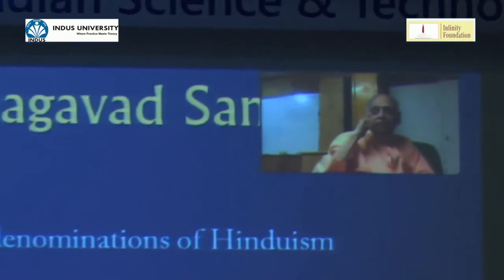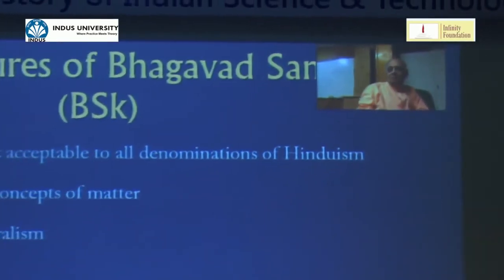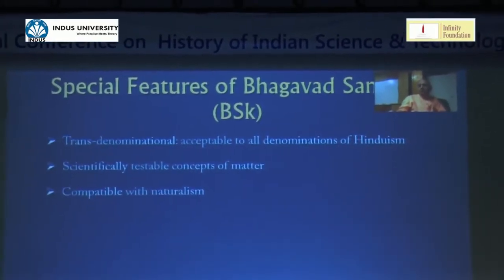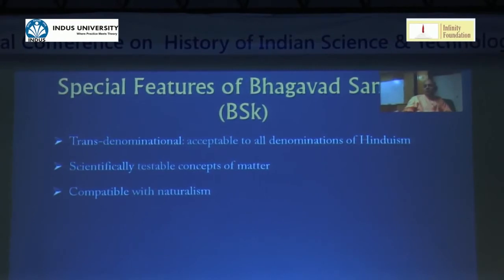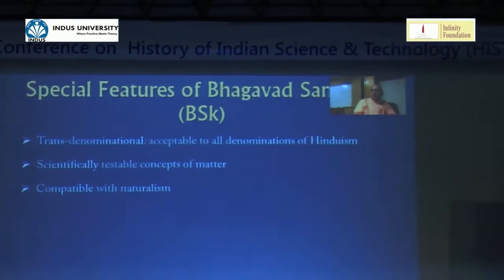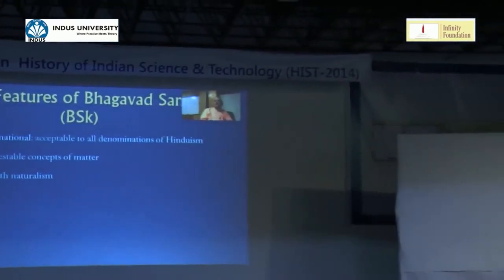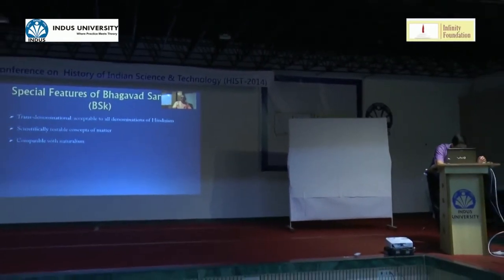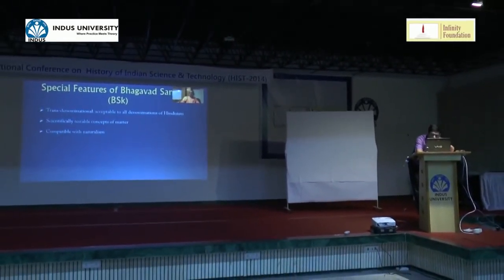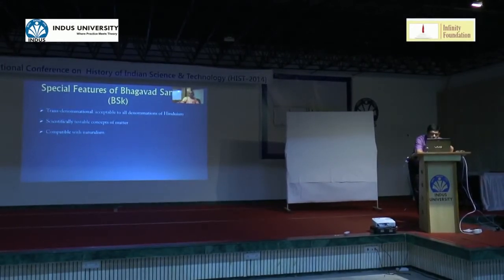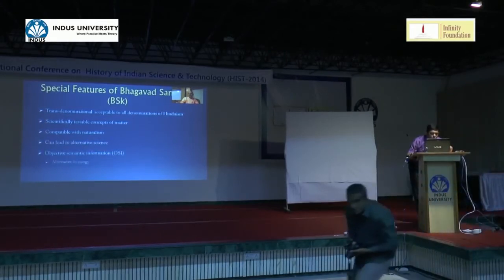So you should have no lines there, right, Jatin? You have 3 lines? Oh, is that the title, Special Features of Bhagavad Sankhya? Okay, so the first line is trans-denominational, acceptable to all denominations of Hinduism. You have that? Okay, you can actually click until you get to alternative to energy, can integrate values within science. You should have 1, 2, 3, 4, 5, 6 plus 2, 8 lines.